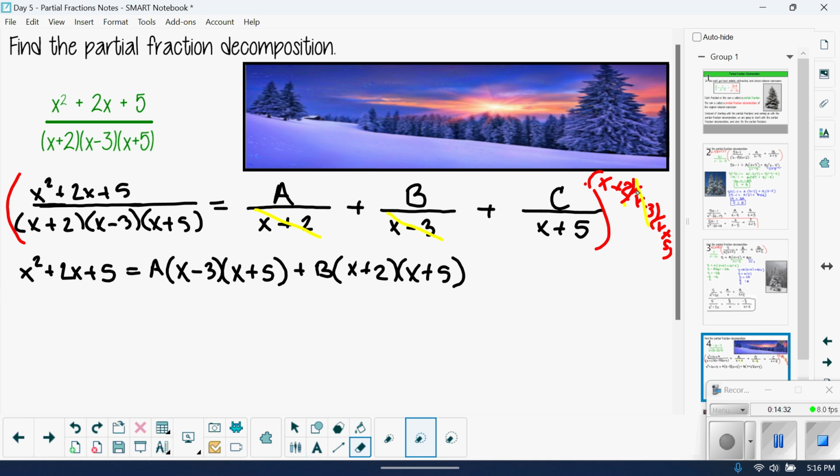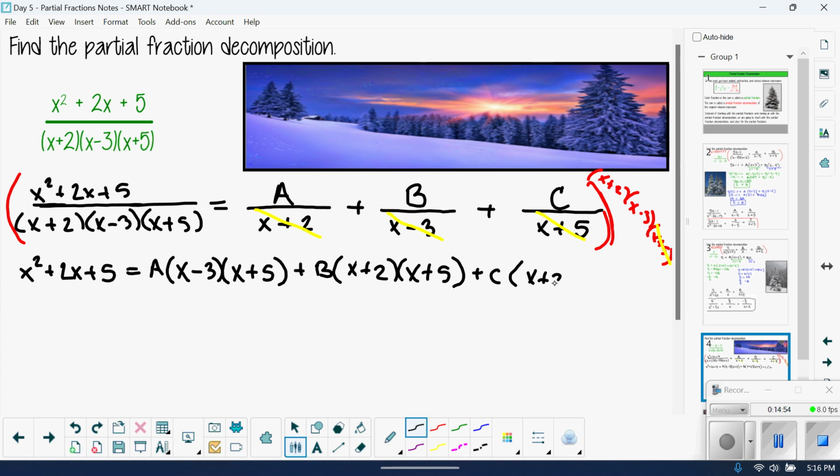And then we have our last fraction here, so I'm going to erase that and try and write that a little bit neater in here. So we have x plus 2, x minus 3, and x plus 5. And again, the x plus 5s will cancel out. That's going to leave me with c times x plus 2 and x minus 3.